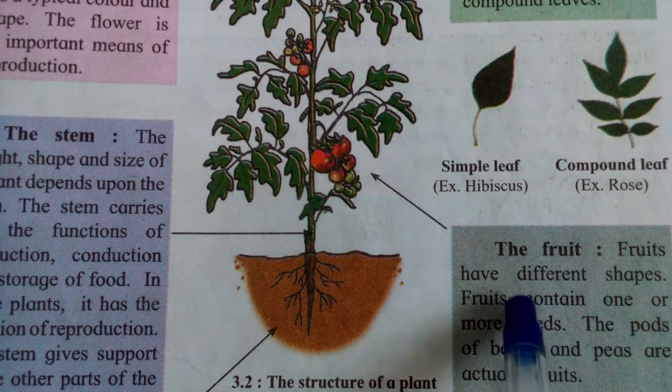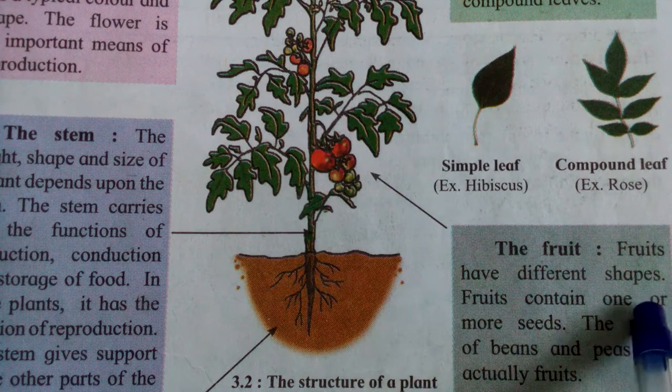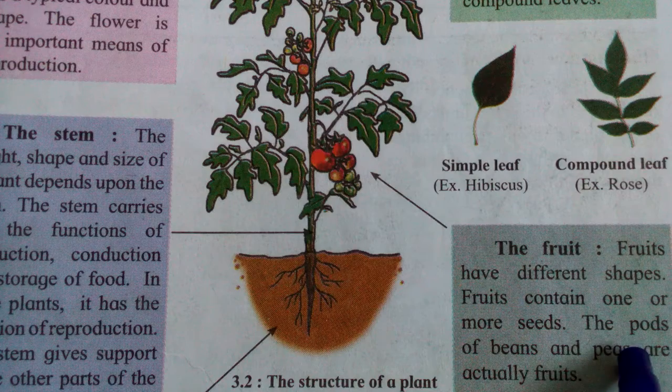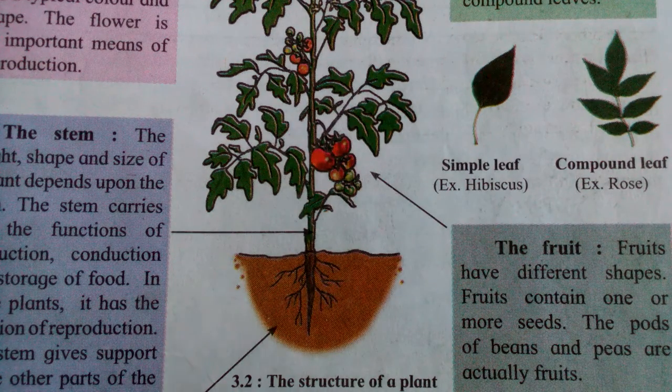Then see the fruit. Fruits have different shapes. Fruits contain one or more seeds. The pods of beans and peas are actual fruits.